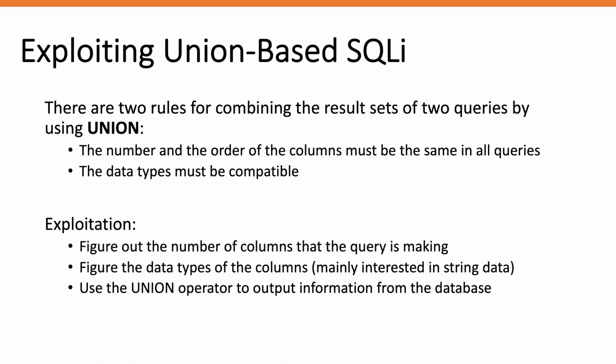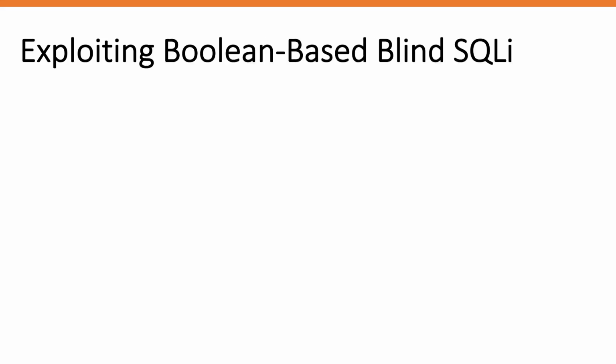Okay, and so going back to the slide explaining union-based SQL injection, we talked about how to figure out the number of columns that the query is making. We also talked about how to figure out the data types of the columns. If you have columns that are being outputted on the page and they use string data, then you could use the union operator to output information from the database. And that's how you exploit union-based SQL injection.